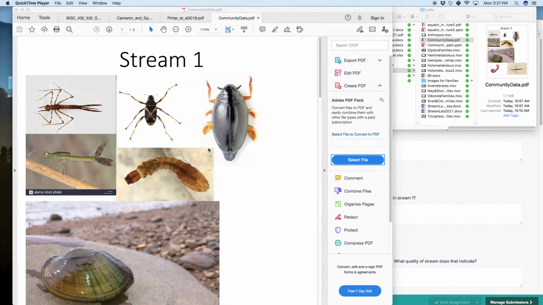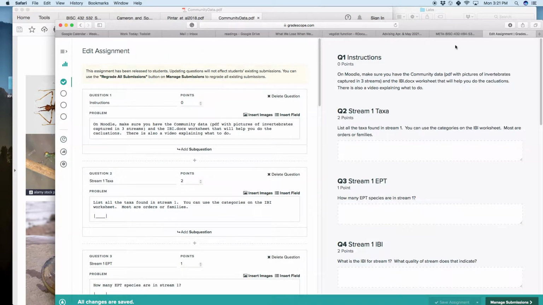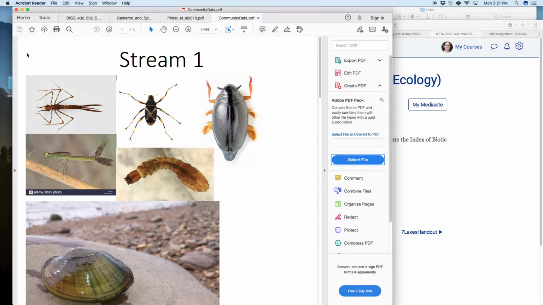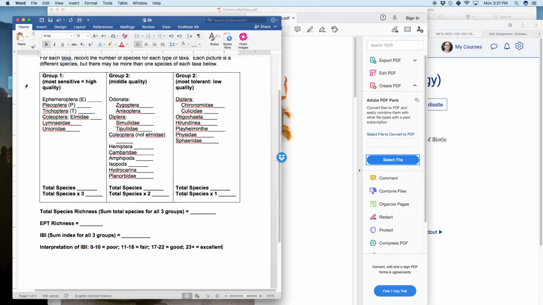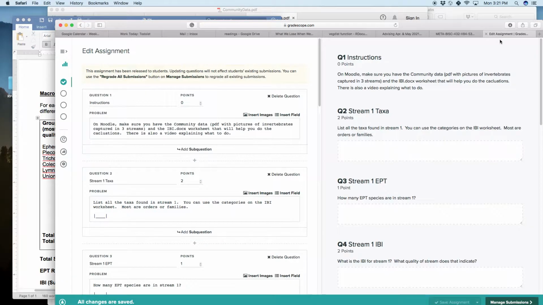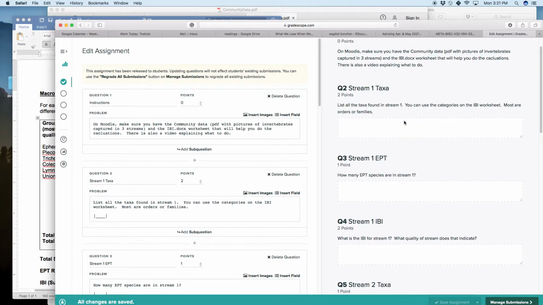You're going to need two things, and they're both on Moodle. There is a folder that says Resources for Biotic Indices Lab. And in that folder, there is the community data.pdf file, and there's also this worksheet, the macroinvertebrate index for biotic integrity worksheet. You'll need both of those, and then you will go to a Gradescope assignment to actually turn in your answers, which you can see here.